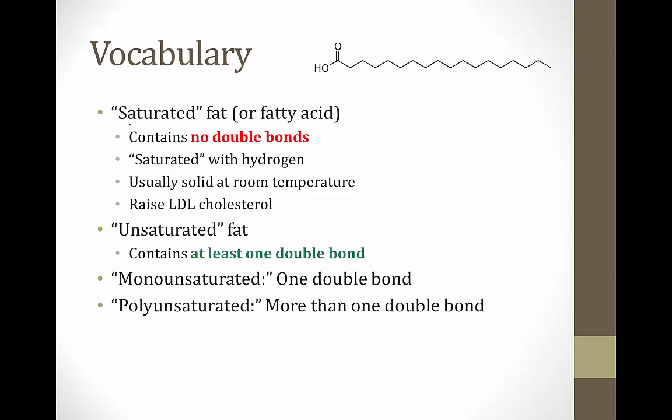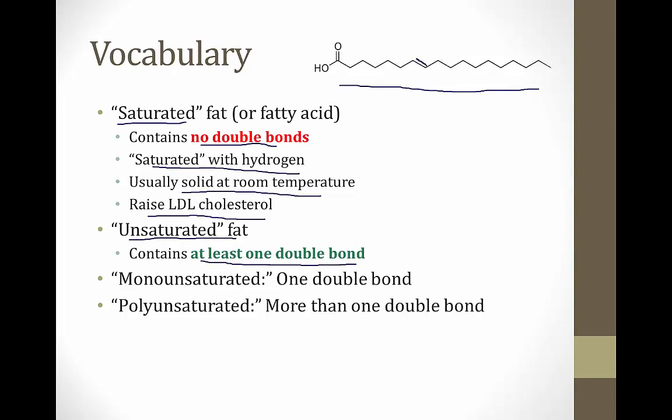When we say that a fat or a fatty acid is saturated, we mean it contains no double bonds. This is a picture of a saturated fatty acid here because all the bonds are single. We say it's saturated because it's saturated with hydrogen, and therefore all the bonds are single. Saturated fats are usually solid at room temperature, and these are the bad fats that often raise people's LDL or bad cholesterol. We'll talk more about that in another module. Unsaturated fats, on the other hand, contain at least 1 double bond. So if we had 1 double bond here, this would no longer be a saturated fat, and it would be an unsaturated fat. We call it monounsaturated if there is just 1 double bond, and we call it polyunsaturated if there is more than 1 double bond.